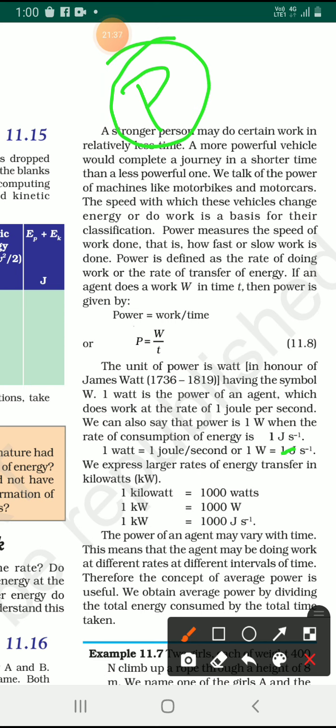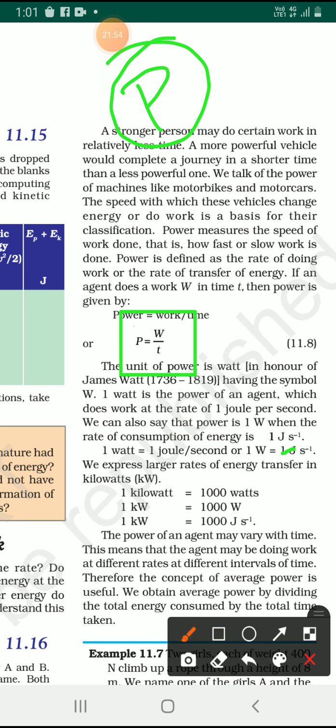Or the rate of transfer of energy. If an agent does a work W in time t, then the power is given by P is equal to W by T. This is a very important formula. Children, try to understand that. Okay, this is the formula for the power.